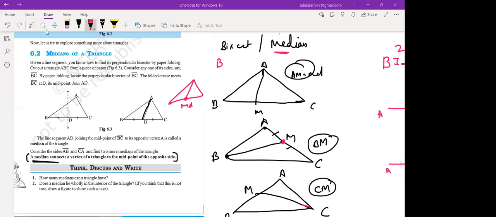Ma'am, am I audible? Yes, now you are audible. Okay, ma'am. Ma'am, we have to write this side one also, AM, AD. You have to just write this: AM equals median. Here you will write BM equals median. And here you will write CM equals median. Okay? Okay, ma'am, understood.